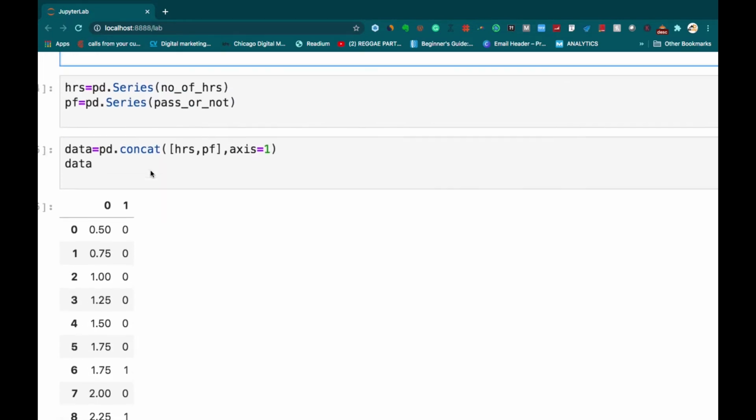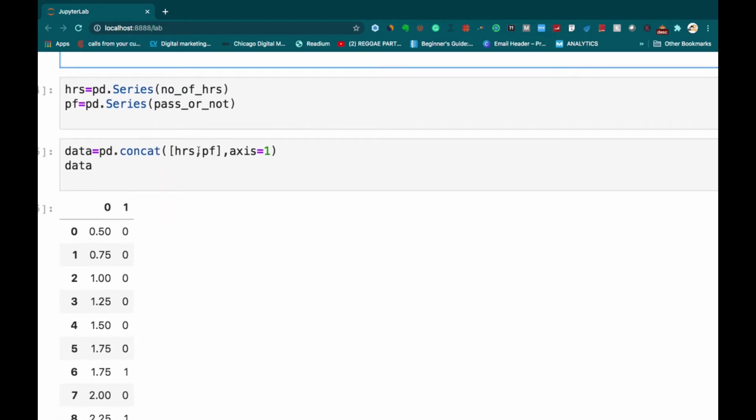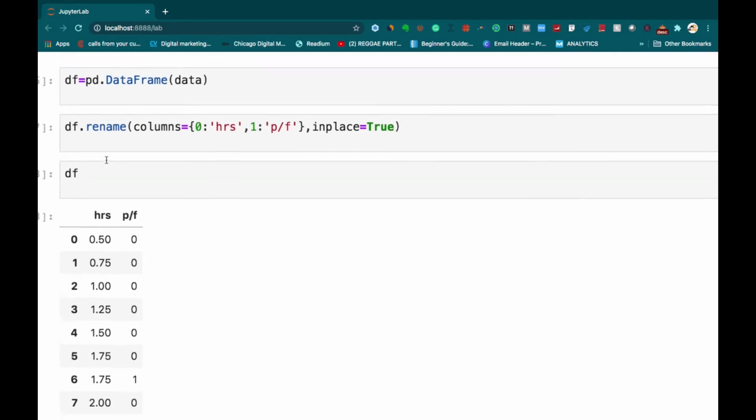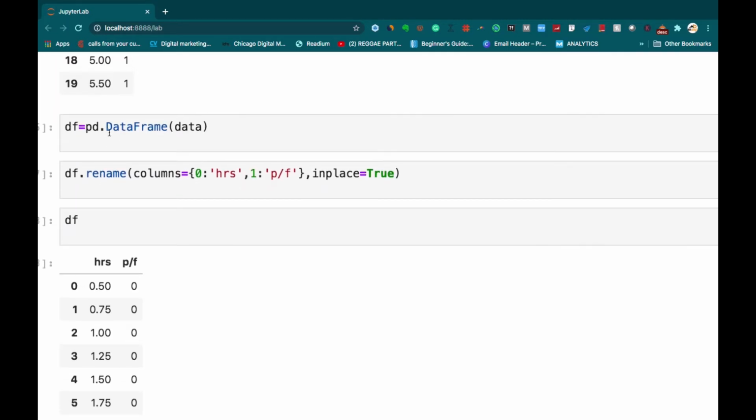So I concatenated this series. We have HRS and then PF, whether the person will pass or fail, and this HRS here is the number of hours the person studies. Now after I put everything together, I'm going to convert everything here into a data frame. So that's what I'm doing here, pd.DataFrame.